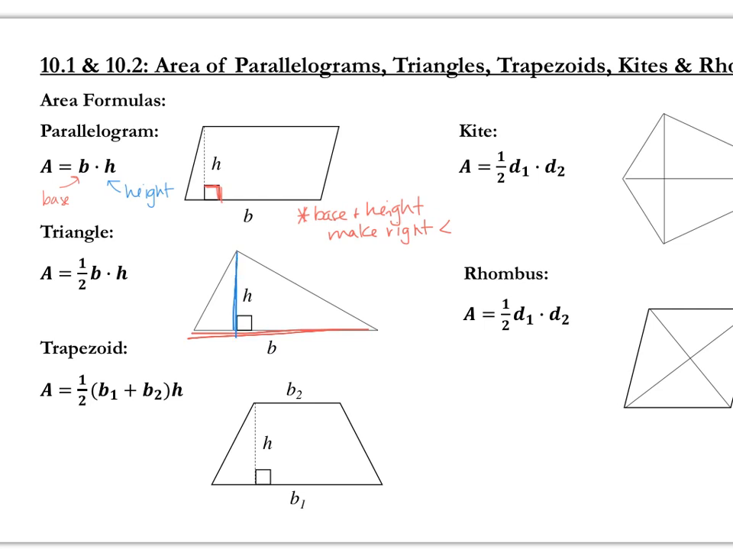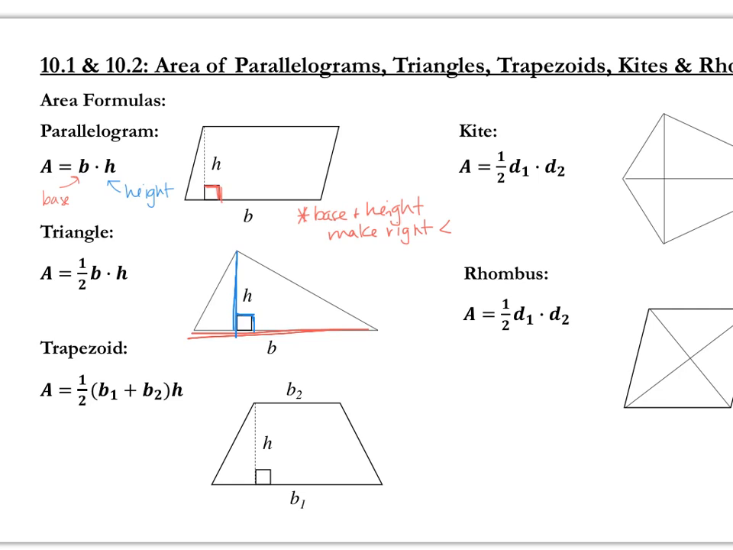A lot of times the height is going to be drawn as a dotted line, so just pay attention to that. Sometimes for a triangle and also for a parallelogram, it might be located outside of the triangle or parallelogram, and that's okay. You're just looking for where that right angle is. That's what you want to pay attention to. Wherever the right angle is, those are the two you want to use together.